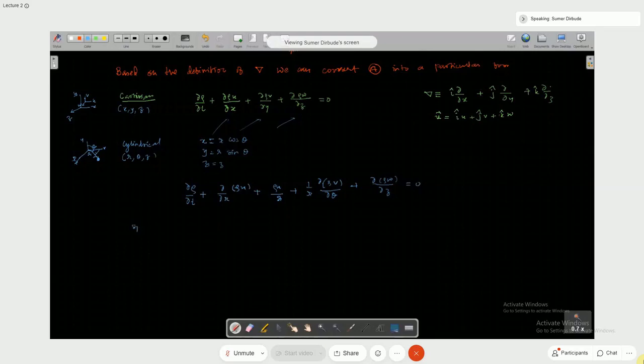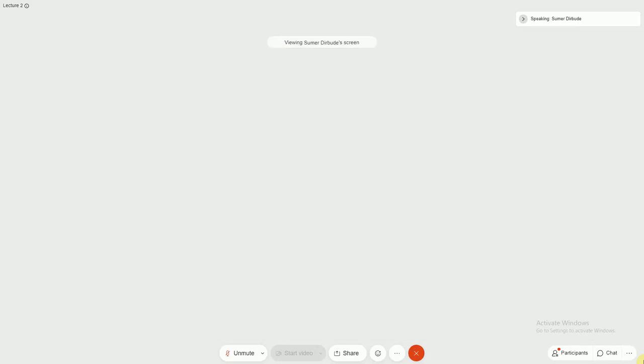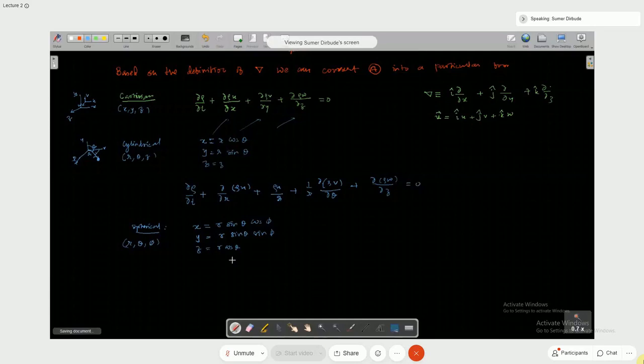Similarly, you can get the spherical coordinate system. For the spherical coordinate system, you have definitions like x equals R sine theta cos phi, y equals R sine theta sine phi, and z equals R cos theta. If you use this transformation, you may get the corresponding equation. Try to derive this, and we'll see the other consequences in the next class.